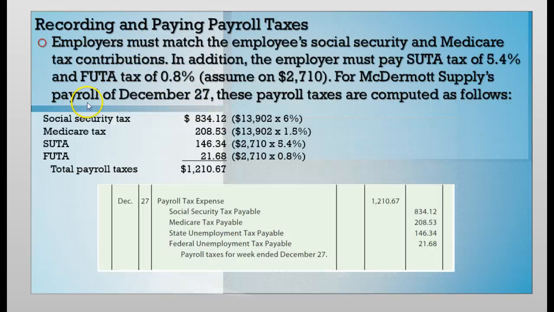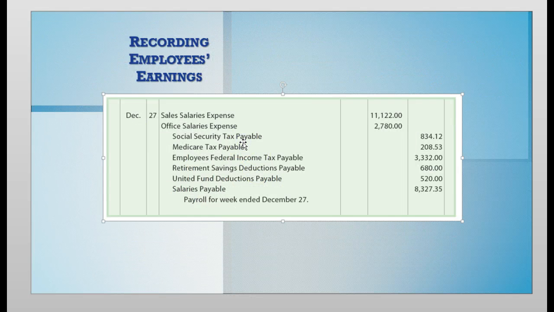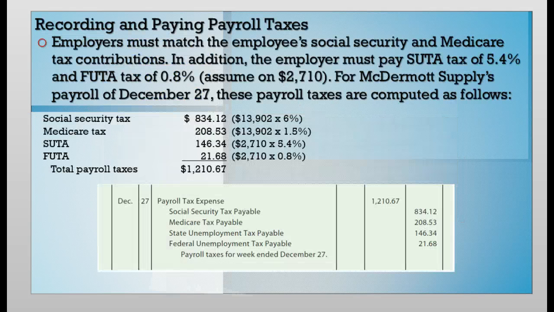The other thing you're going to do is record the employer part of the payroll taxes. Again, it's called payroll tax expense. And here are all the payables that are going to get set up. These are the Social Security, the Medicare, and the unemployment taxes that the employer is liable for. These are what the employee is liable for, or what has been taken out of his paycheck. So two different sets of entries.